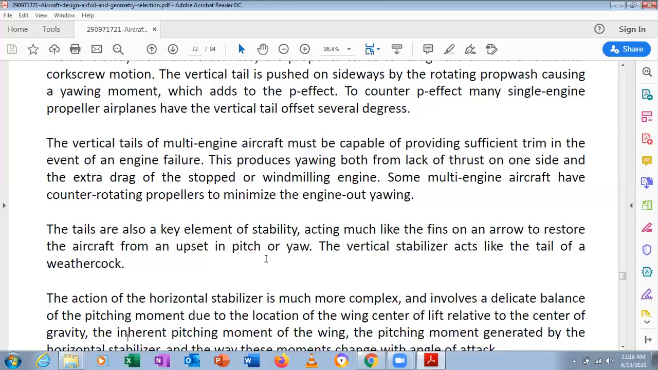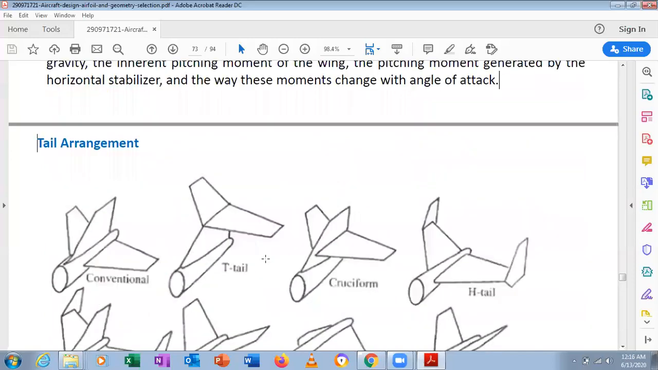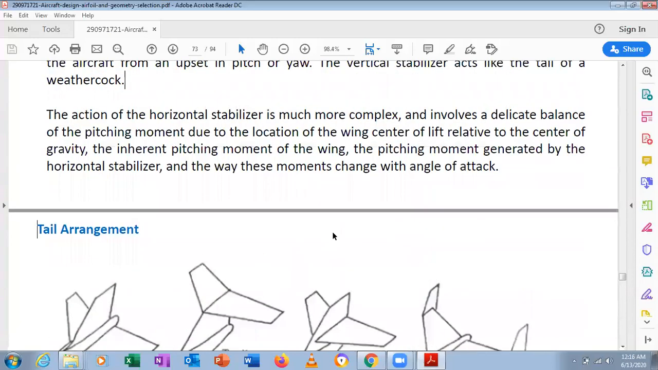The action of the horizontal stabilizer is much more complex and involves a delicate balance of the pitching moment due to the location of the wing center of lift relative to the center of gravity, the inherent pitching moment of the wing, the pitching moment generated by the horizontal stabilizer, and the way these moments change the wing angle of attack. Sometimes these horizontal stabilizers may change with the angle of attack, which may lead to adverse moments, for example adverse yaw, proverse yaw, and it may lead to the Dutch roll. So these are all effects that we have to take into consideration.